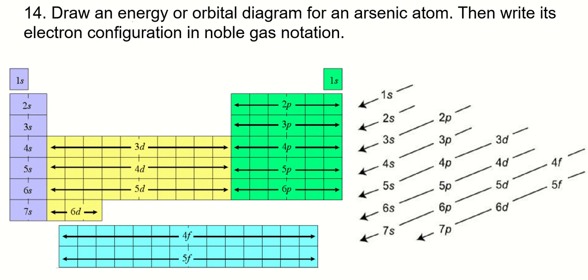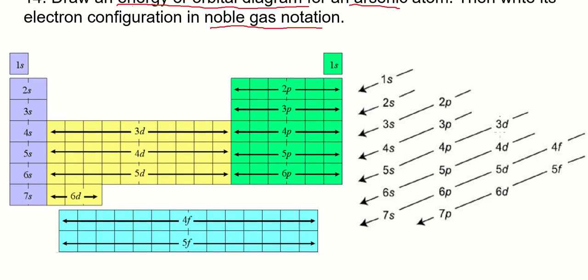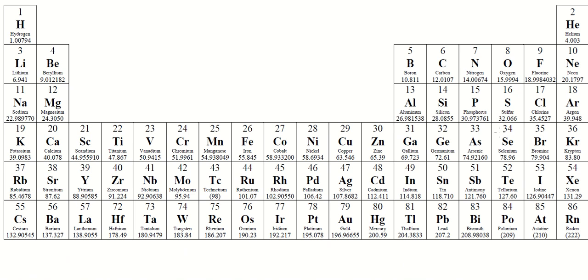We're asked to draw an energy diagram or an orbital diagram for arsenic, number 33, and then write its electron configuration in noble gas notation. So arsenic, on your test, you're getting a periodic table like this. So there's arsenic. This is the 2p section. This is the 3p section, and this is the 4p section.